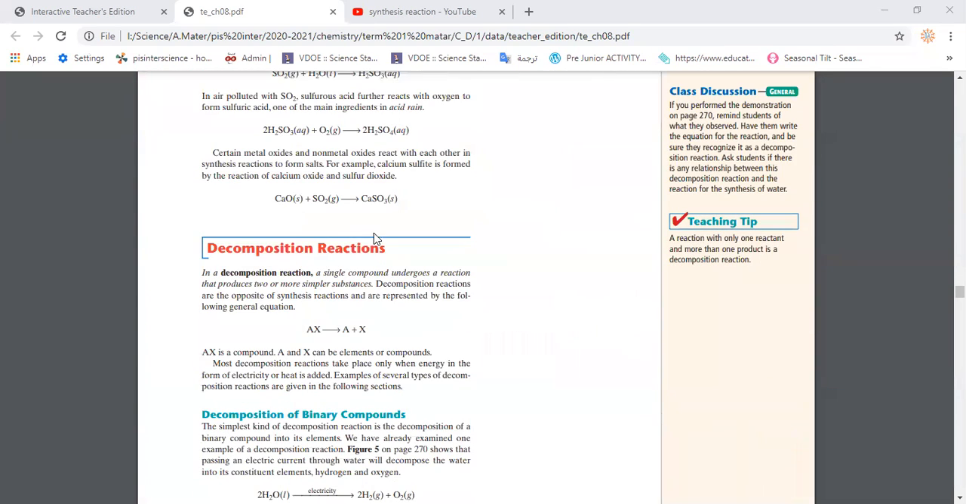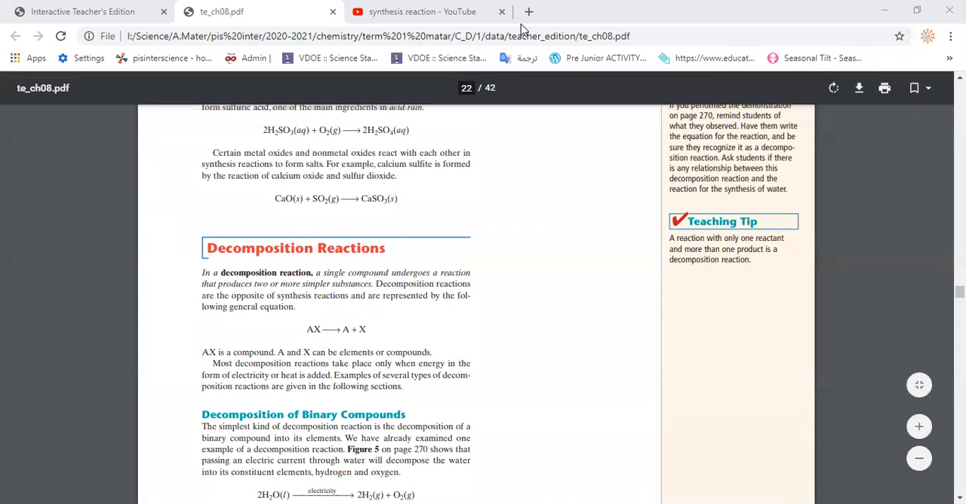Does anyone have any hard question or something not clear regarding the synthesis reaction, guys? Any hard question, guys?